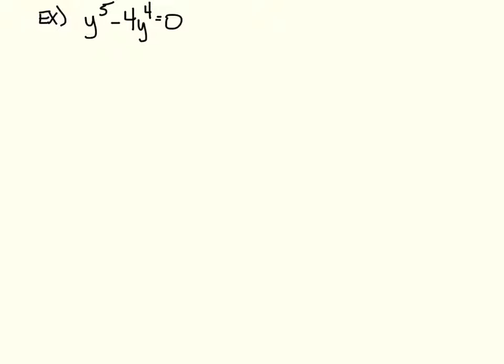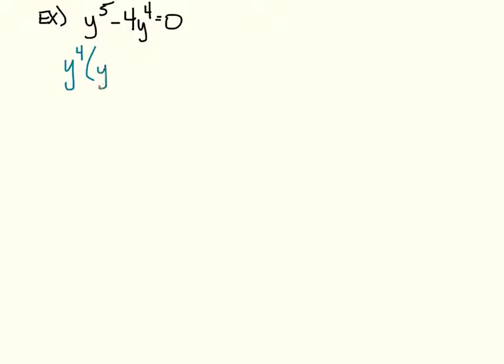All right, so let's just jump right into it. Y to the 5th minus 4y to the 4th equals 0. So the first step's already taken care of for me, right? It's set equal to 0. So now, these have a common monomial. What do these things have in common? Y to what power? 4. Yeah, the y to the 4th is in common.